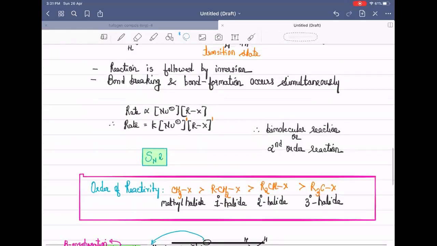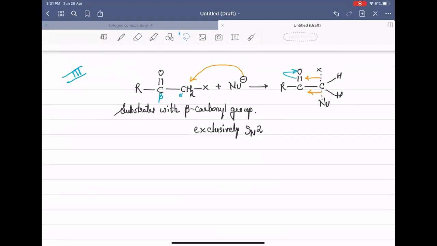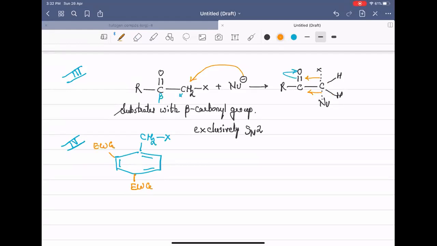What would happen if you have your benzyl halide, suppose I'm talking about the fourth thing, which is supposed to undergo SN2, and it has some electron withdrawing groups here? What would happen to its tendency to show SN2? It will have enhanced tendency to exhibit SN2.